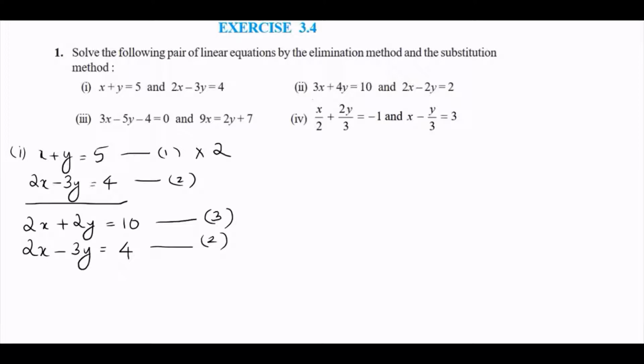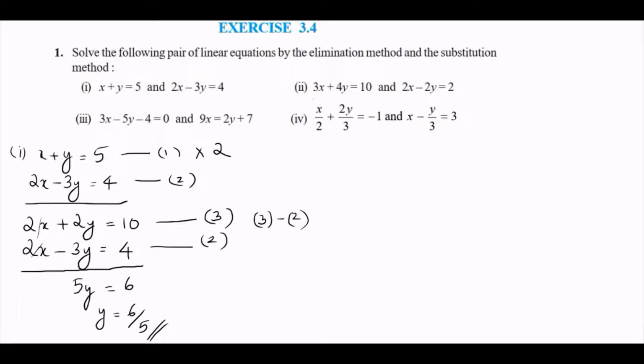So either you have to subtract or add to eliminate the variable. So here if you add you cannot eliminate, so we'll subtract the equation. That is, subtract the second equation from the third one. So you get 2x and 2x will get cancelled. 2y minus of minus 3y, that is 2y plus 3y, that is equal to 5y. 10 minus 4, that is 6. So y is equal to 6 by 5. So our y value is 6 by 5.